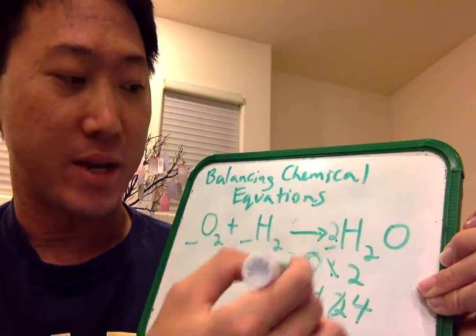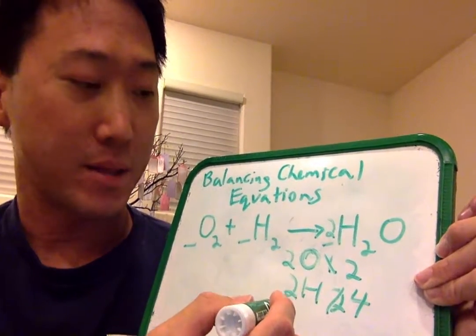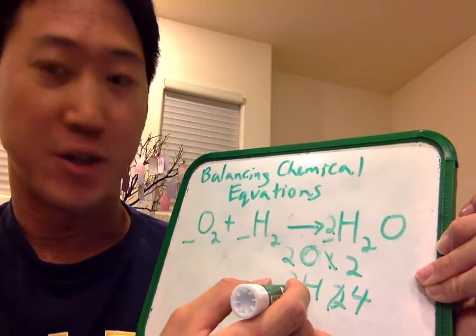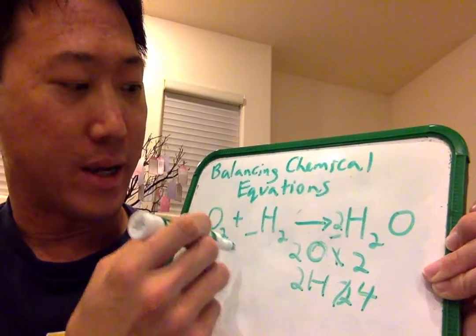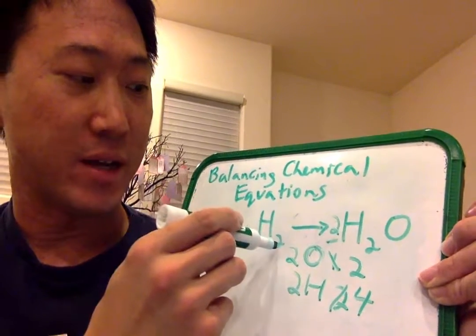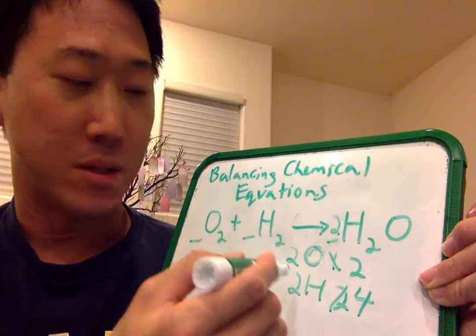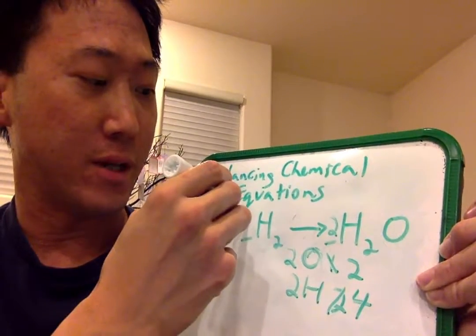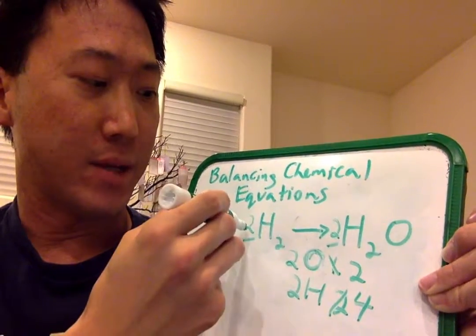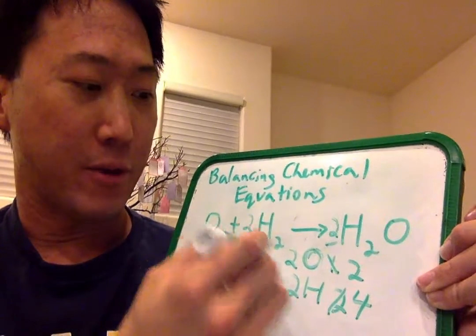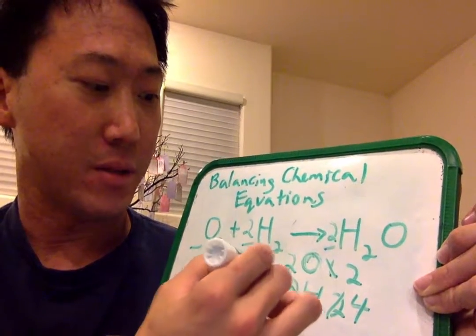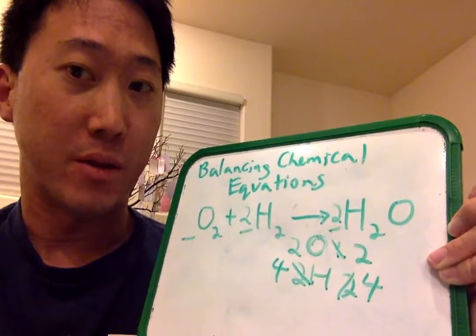The oxygens are balanced, but now what? The hydrogens are unbalanced. So now we need what? More hydrogens on the left. So again, we can only change the coefficient. We cannot change the subscript. So the easiest way to do that is change the 1 into a 2. Because when we do that, 2 times 2 is 4. So now we have how many hydrogens on the left? Now we have 4 hydrogens on the left.